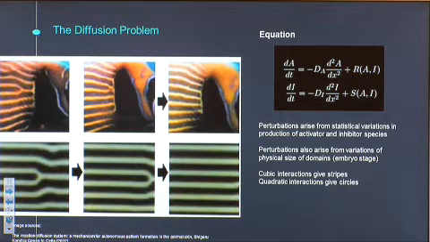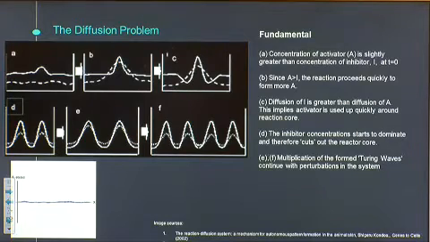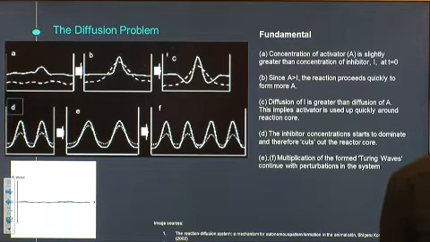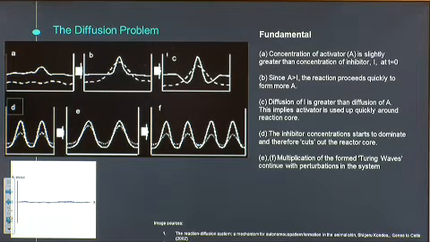Yeah, one question is, what are the axes on your Turing waves? Because it's this thing hanging in space. It's just the distance and the concentration. Distance, concentration, yeah. Okay, yeah.